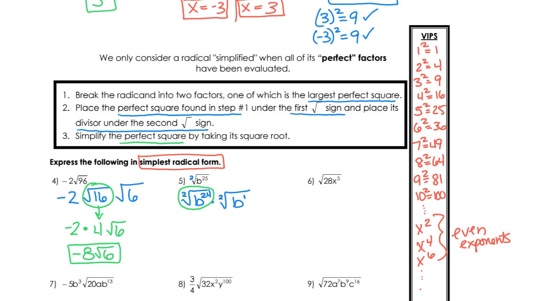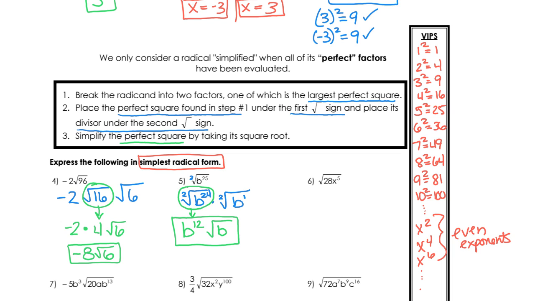And then we're just going to circle this. If we take the square root of b to the 24th, we end up with b to the 12th. We just divide that exponent by the number in the crack. And this square root of b to the first is our non-perfect, and it just comes down. You don't have to write the 2 in the crack unless you want to, and you don't have to write the little 1 exponent. So that is in simplest radical form. The square root of b to the 25th is the same thing as b to the 12th square root of b. All right, let's try another one so we get the hang of these.